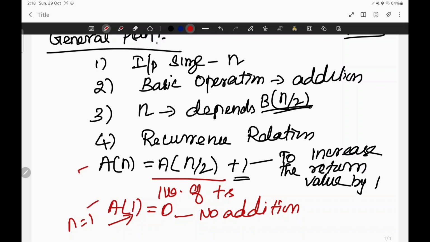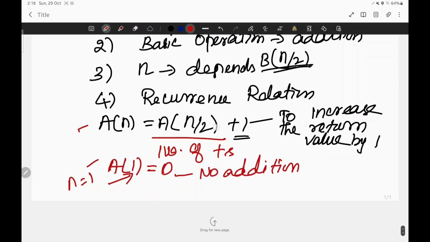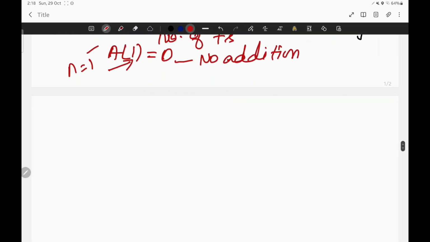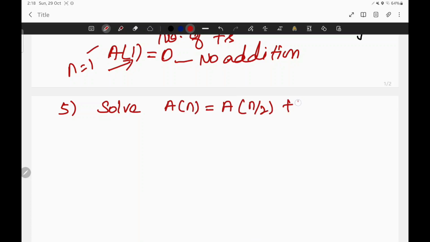So A of n is equal to A of n by 2 plus 1 is the recurrence relation, and A of 1 is equal to 0. So now what we need to do? We need to solve this recurrence relation. We shall write the first equation, A of n by 2 plus 1. We shall consider this as the first equation.